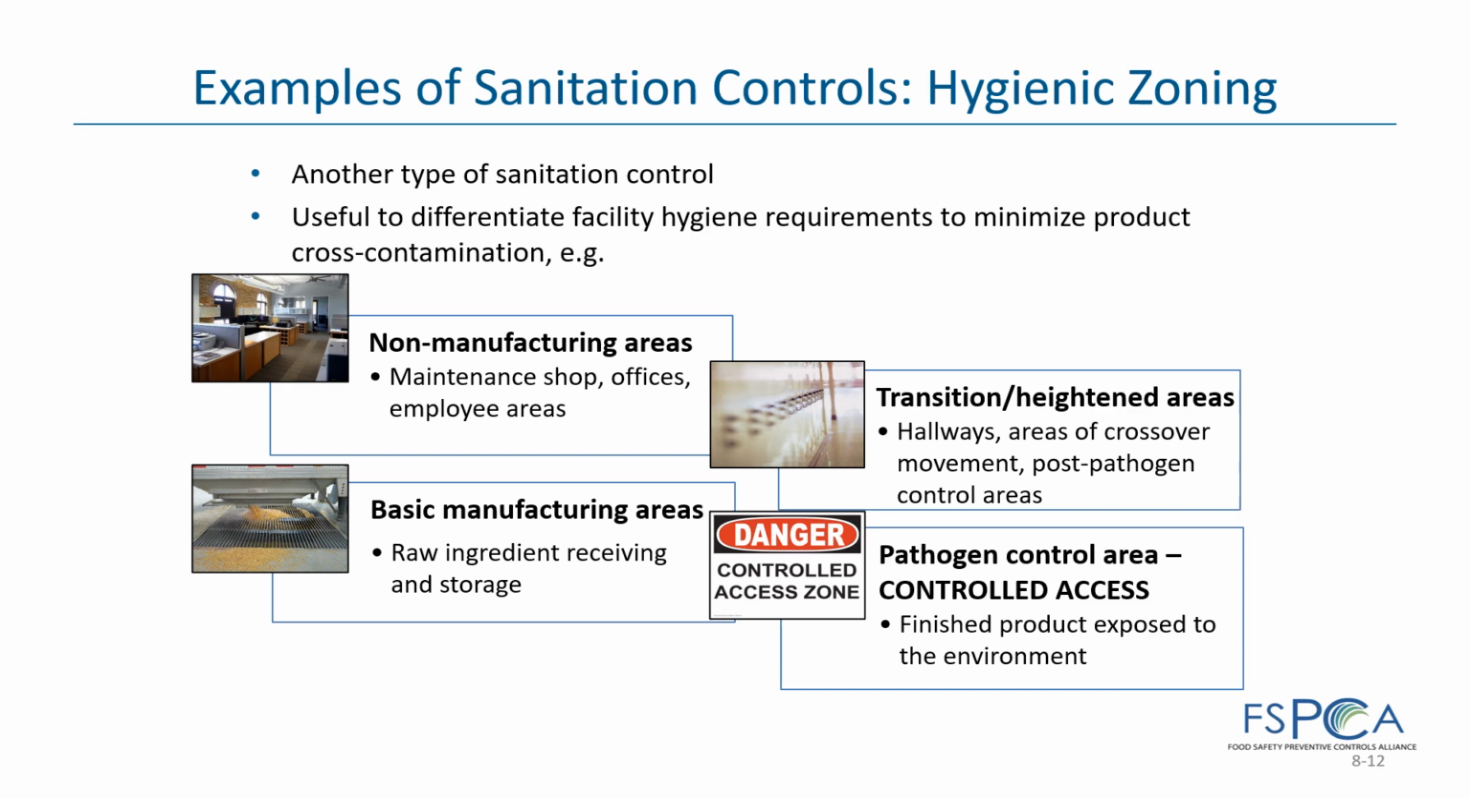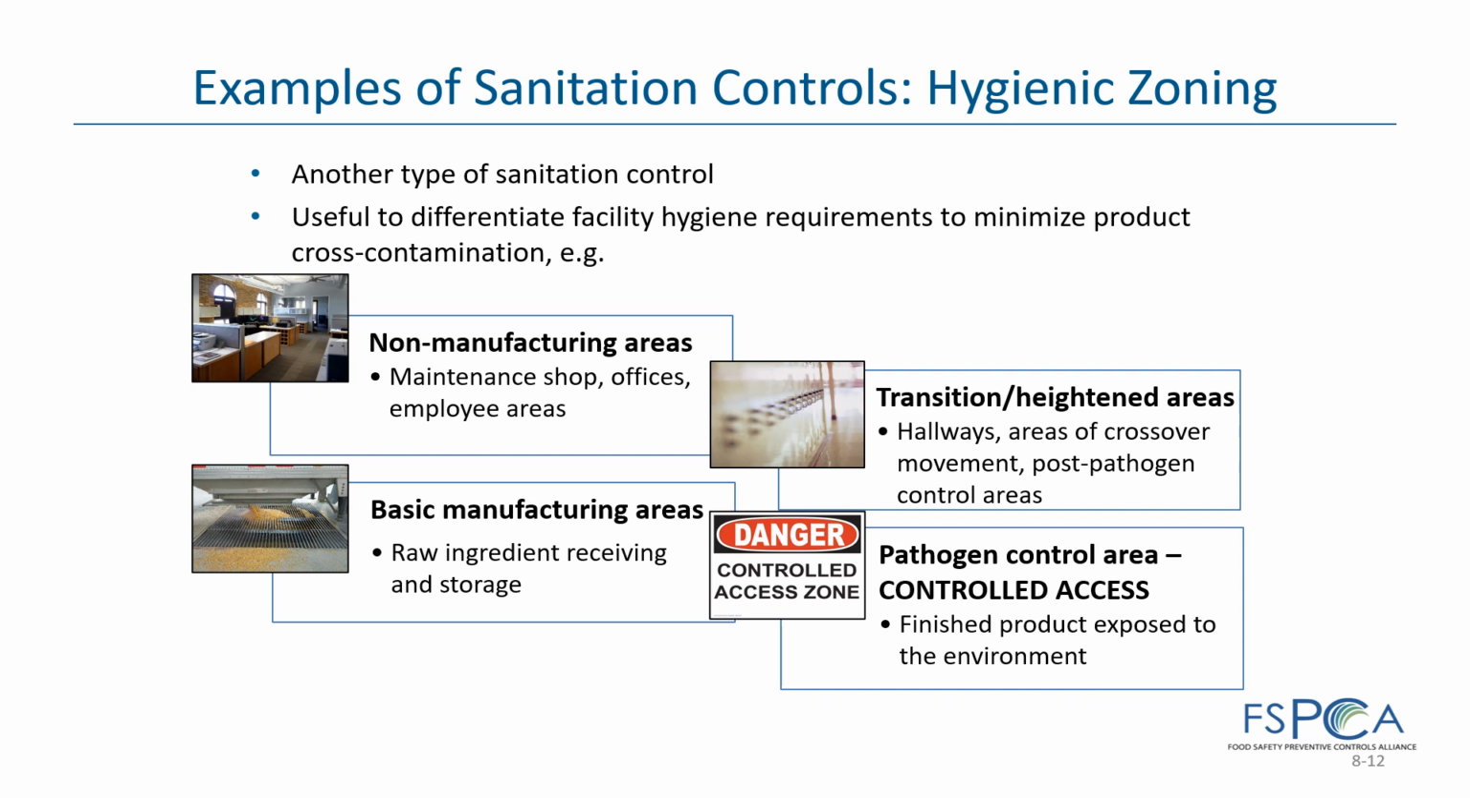Here's another example of a sanitation control. We're now shifting over to the idea of preventing cross-contamination. Hygienic zoning, I think, is a pretty common thing used in the human food world to control allergens from being cross-contaminated, but it can also be used to control biological pathogens as well. It is useful to differentiate facility hygiene requirements to minimize product cross-contamination. All this looks like is partitioning your facility into different zones based on the risk there.